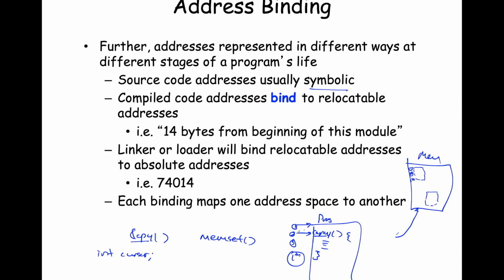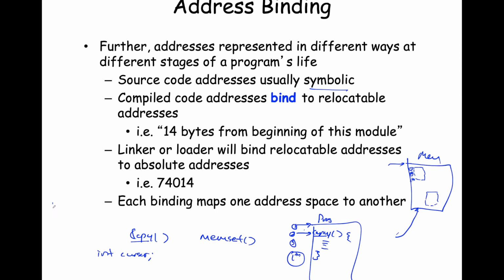And so whenever you link your program, the linker is pasting together all the executables and object files together with the system libraries, and the loader then binds the relocatable address to an absolute address. So how does that happen? Well, we'll talk about that. But each binding is the association of this relative location with a physical location in memory.